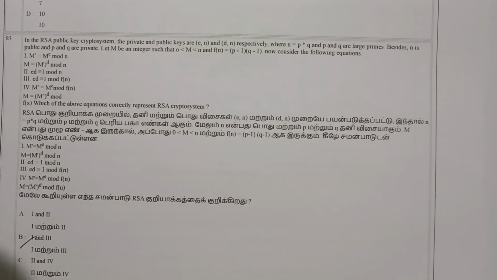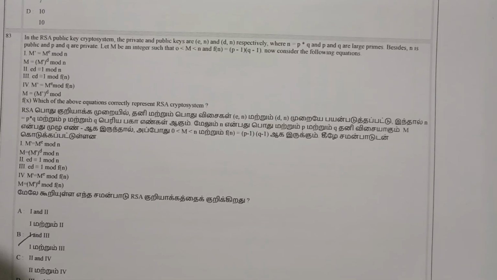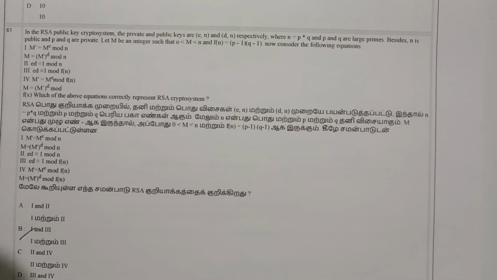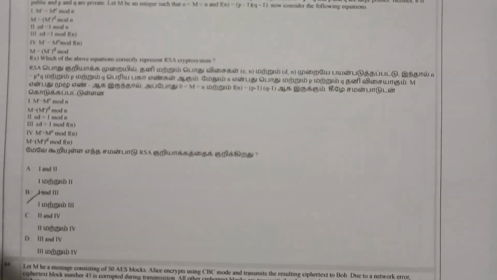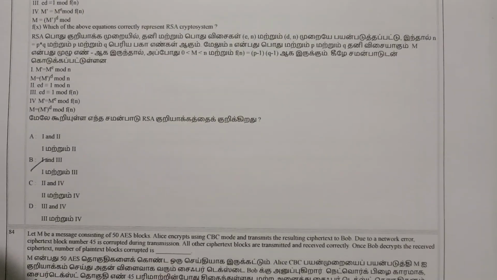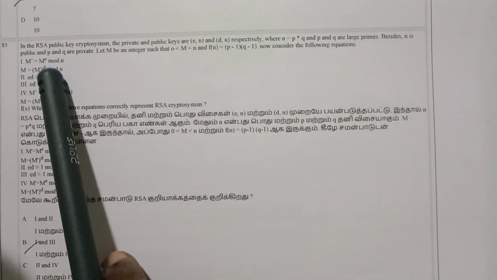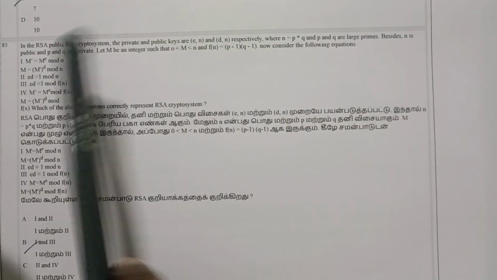Let m be an integer between 0 and n, and f of n equal to (P minus 1) into (Q minus 1). Which of the following equations are true, which correctly represents the RSA cryptographic system? Here, option 1, m to the power ed equal to m mod n, is given to be correct.